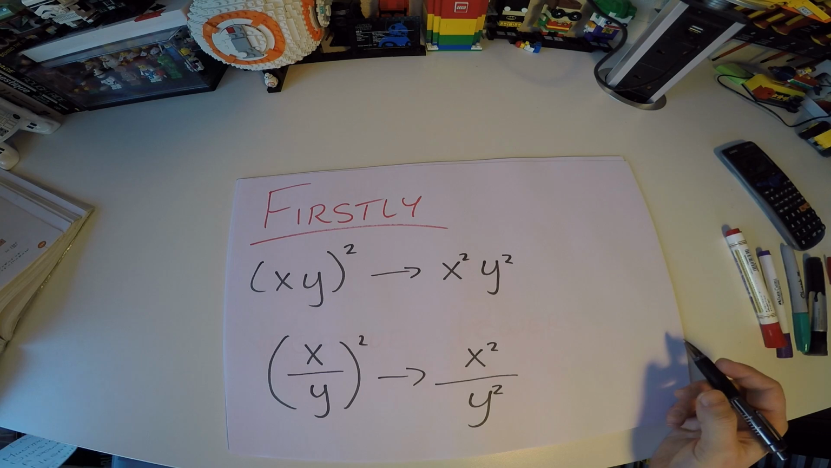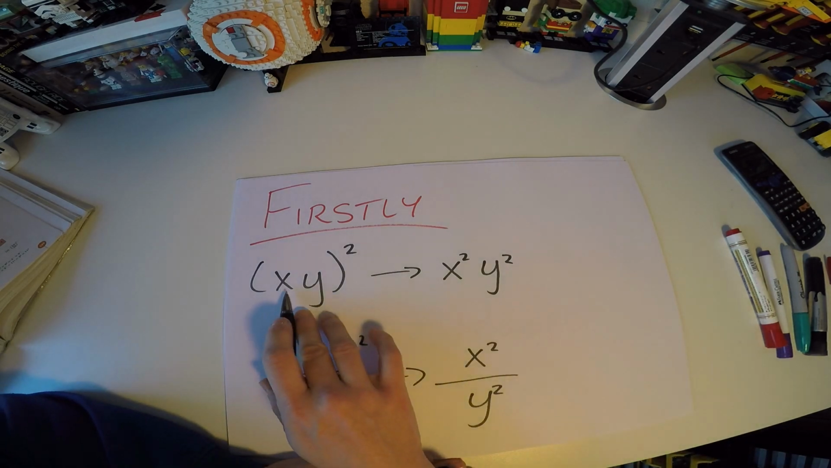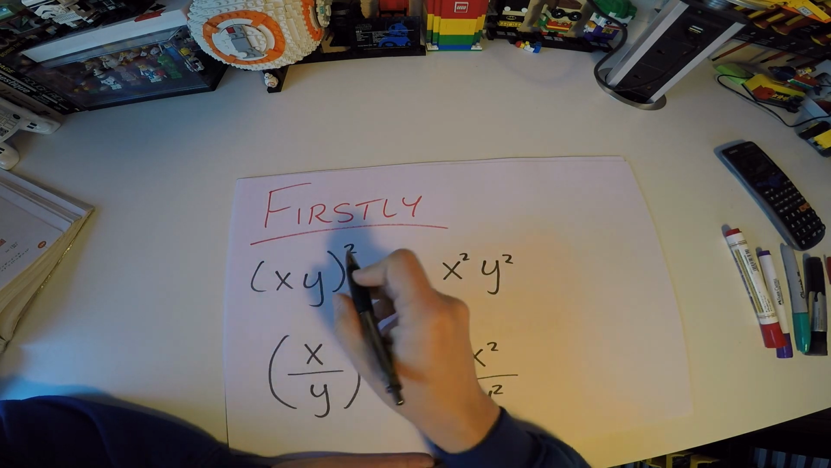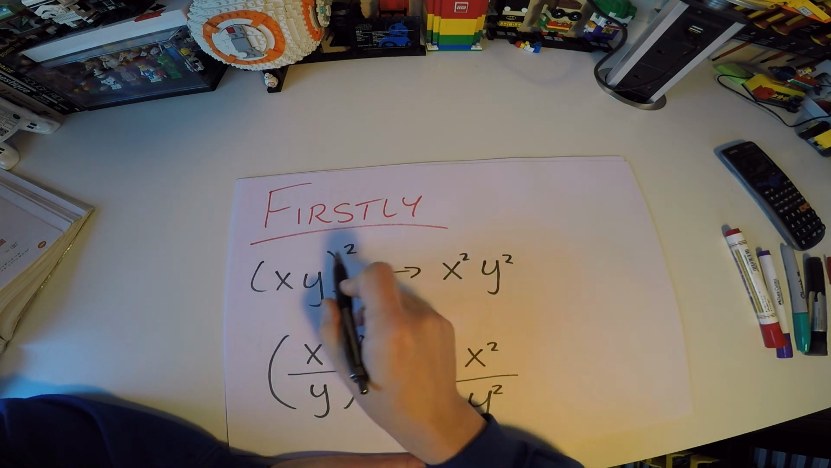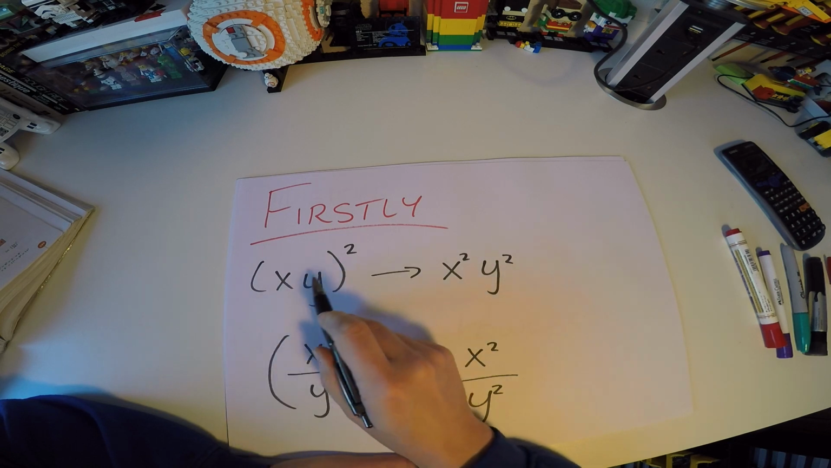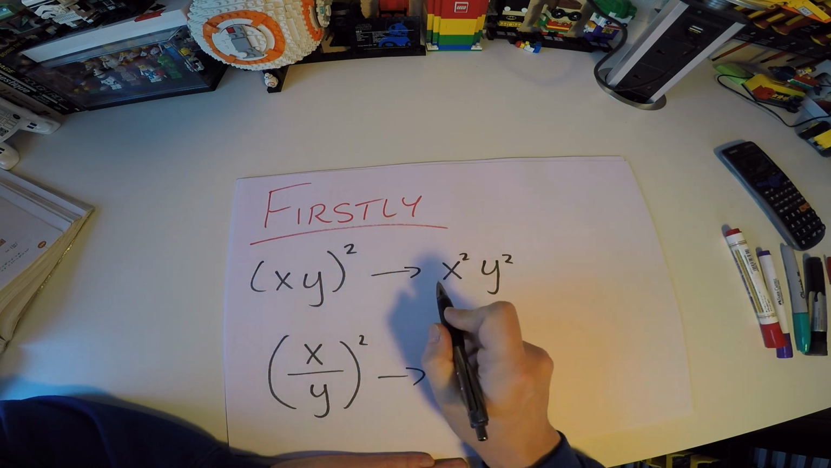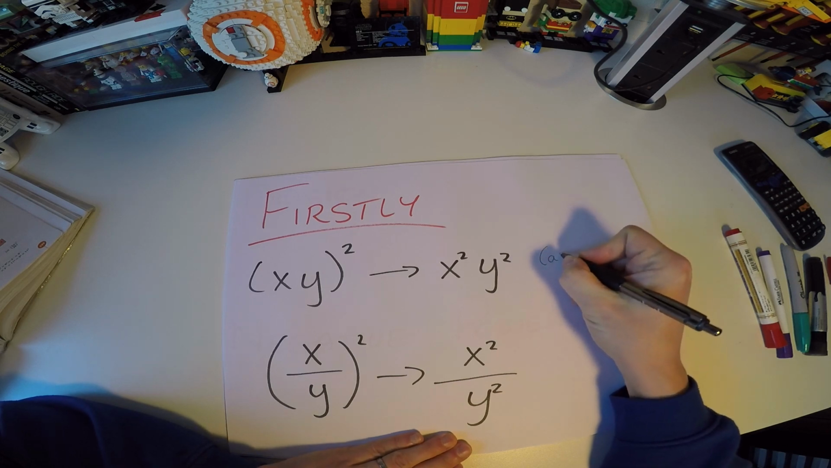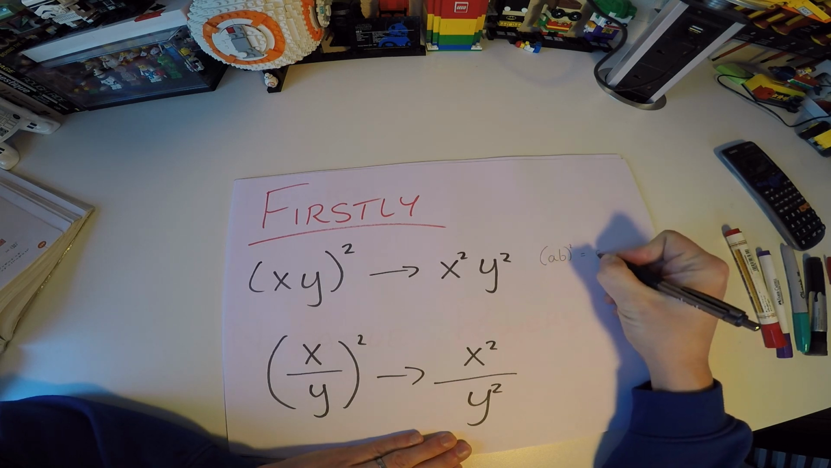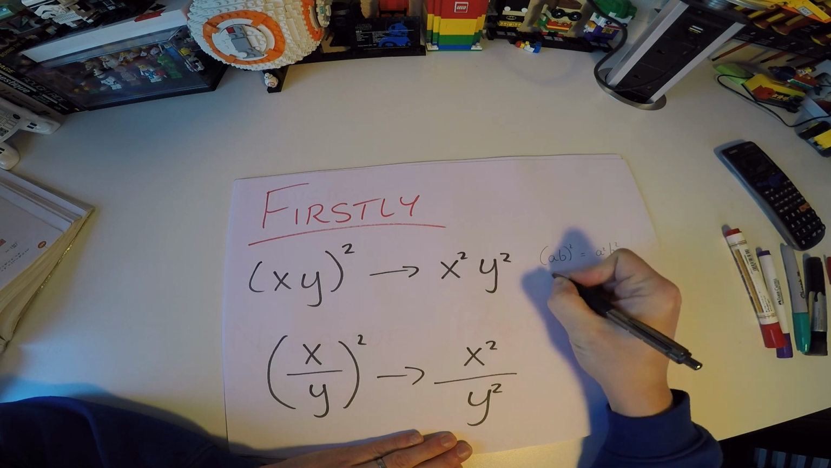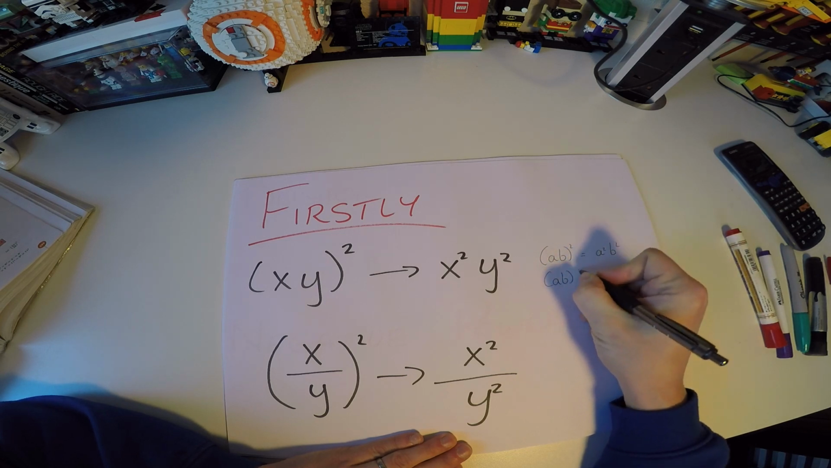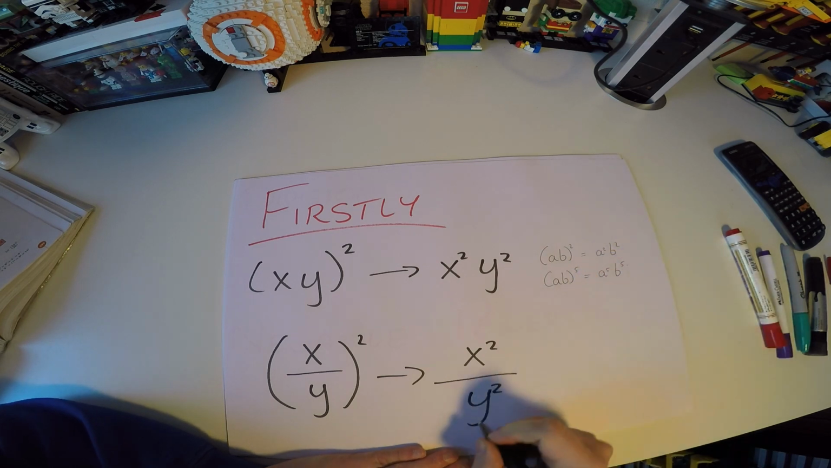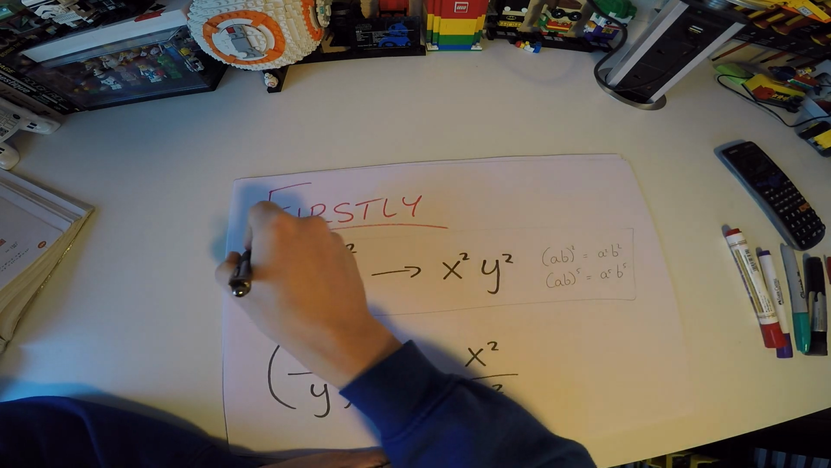Firstly though, we should talk about this. Two numbers in here, say x and y, in brackets, all to be squared. That squared comes in and affects the first term and the second term. So (xy) squared would be x squared y squared. Similarly, if you had (ab) squared, that would be a squared b squared, or maybe (ab) to the power of 5 would be a to the 5, b to the 5. So this is an important thing to remember.